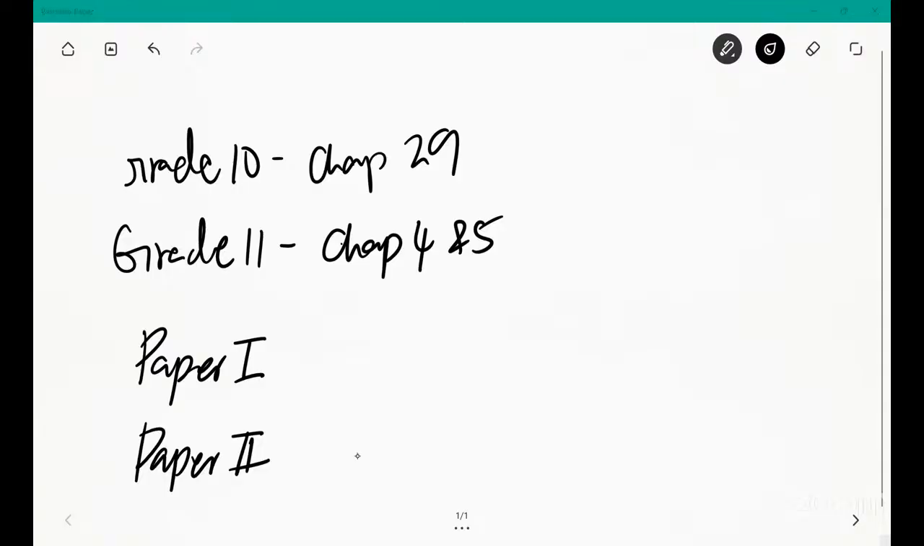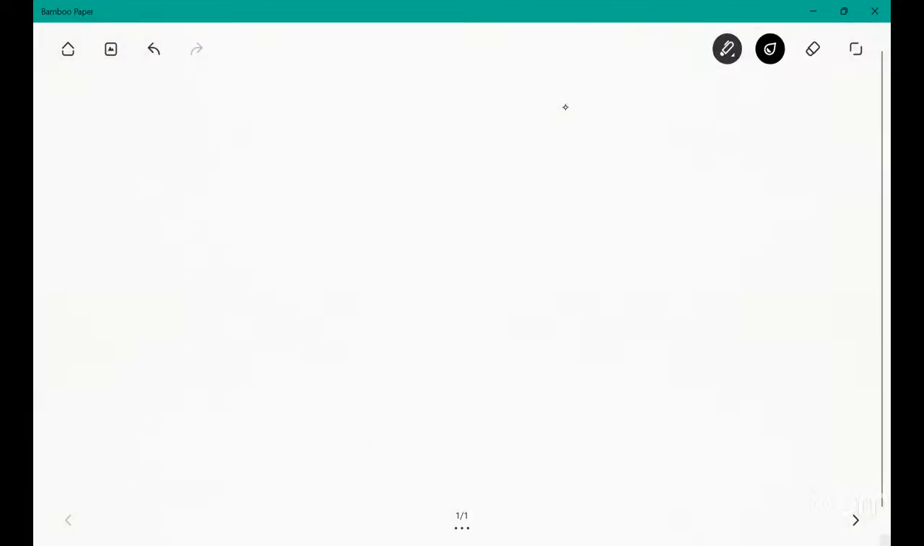So in your paper 1, part A, you have a 2-mark question based on this chapter. And then in your paper 2, like I said, it's a 10-mark question. So it's completely in your hands to choose it or not choose it. Okay, so we'll start then.